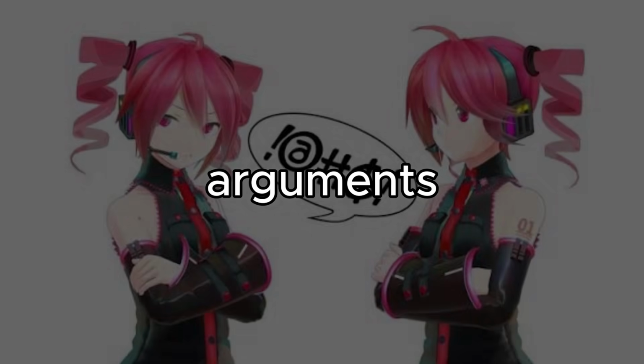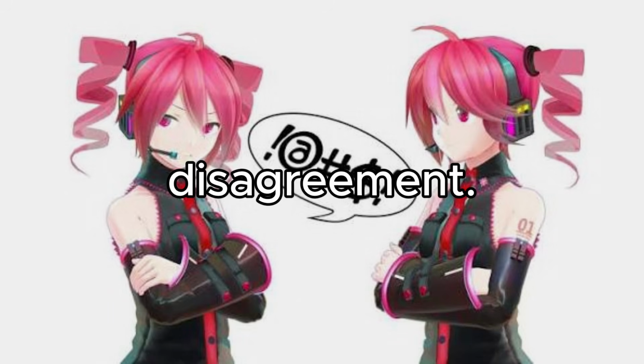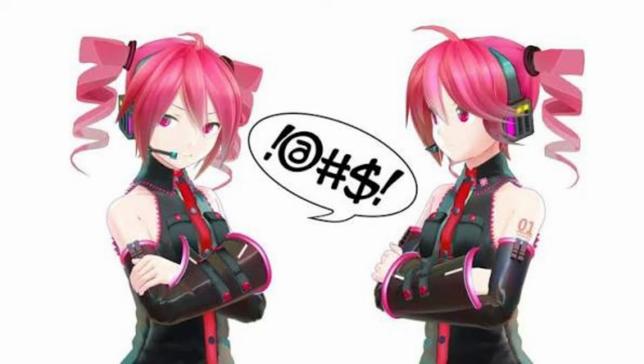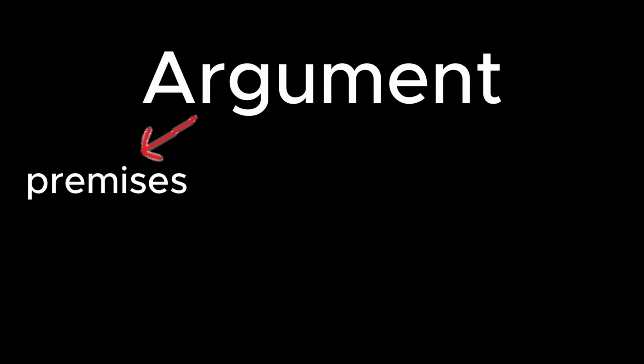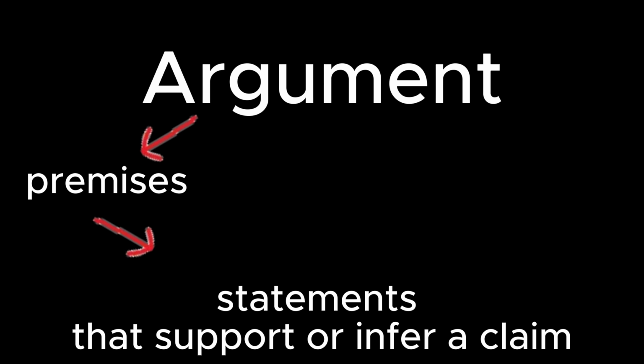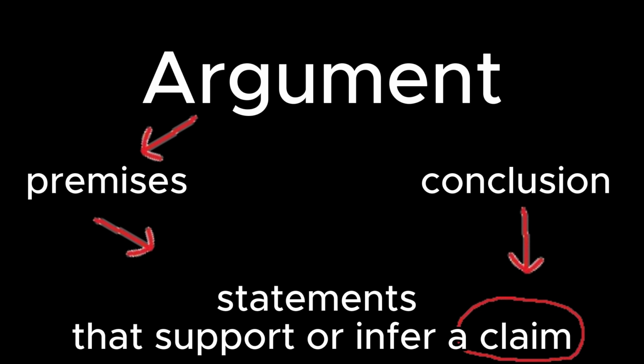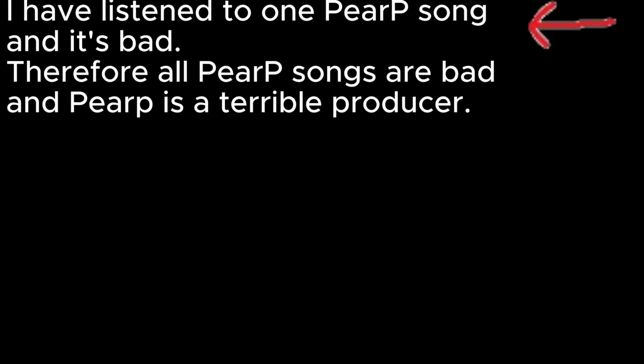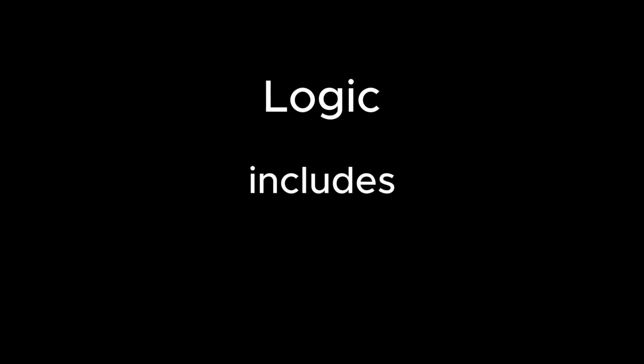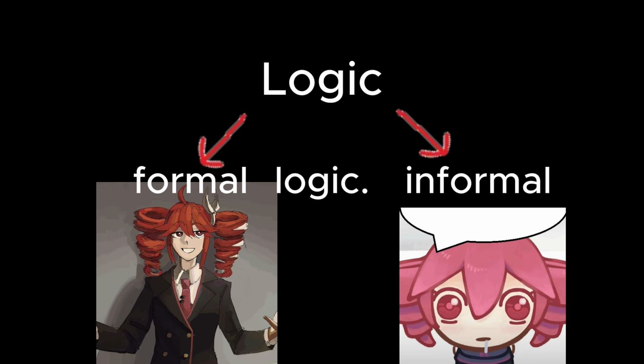Logic studies arguments. You are probably picturing an argument as two people fighting over disagreement. But in this context, let's just forget that definition and relearn what an argument is. An argument is a collection of premises, which are statements that support or infer a claim, called the conclusion. For example, in the first argument in the intro, this part is the premises, and this part is the conclusion.